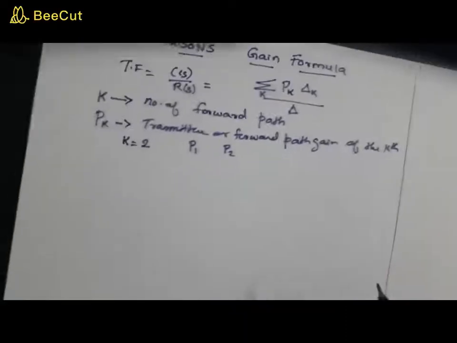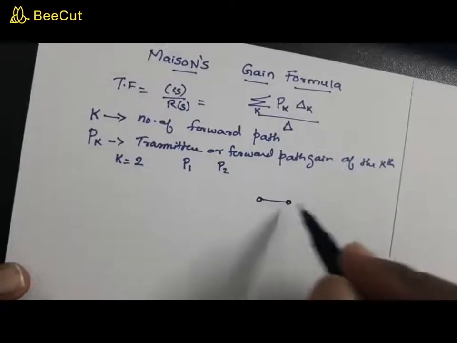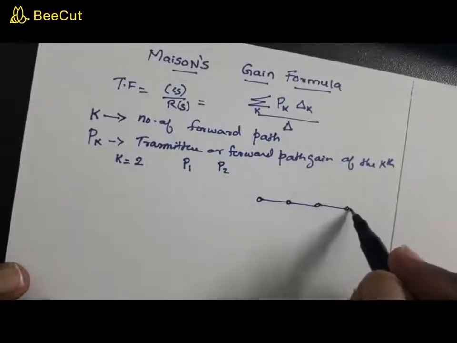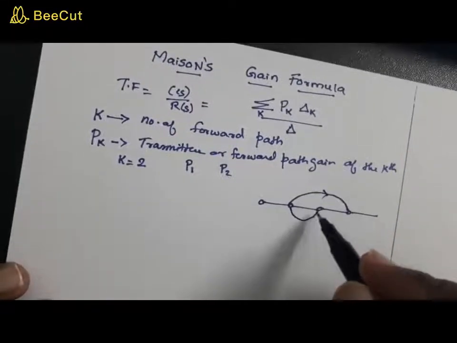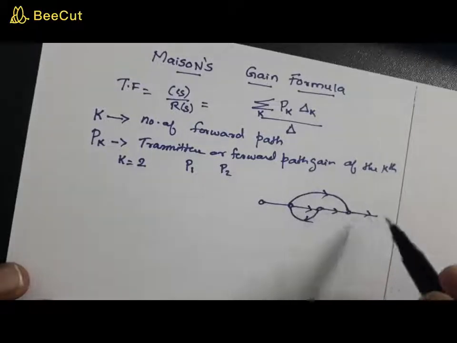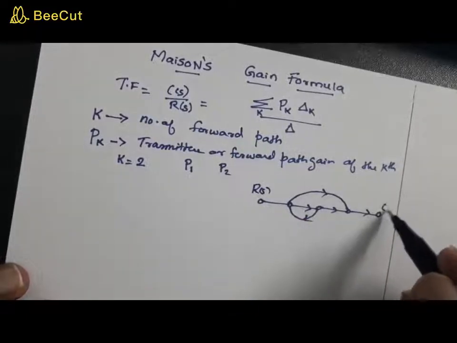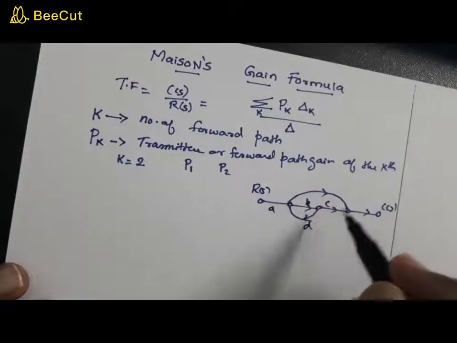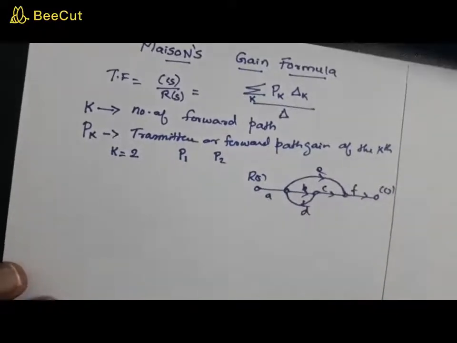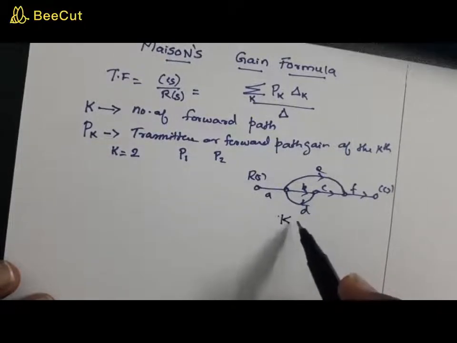Now, as in this example, look at this. I'll draw it once again. Say in this example you have an SFG like this. So you have R(s) and C(s). This is C(s). Call the branches A, B, C, D, E, and F. So you can say how many paths you have. In this problem, k is equal to 2.